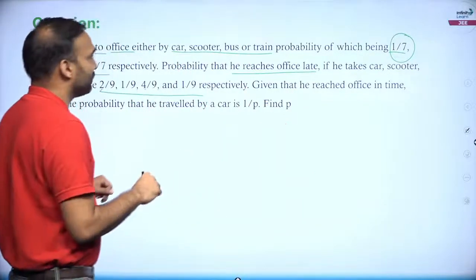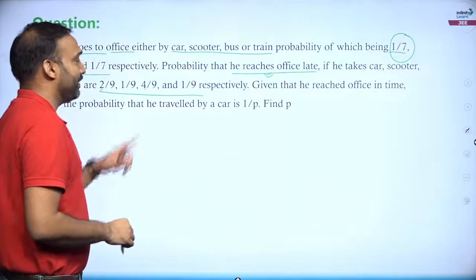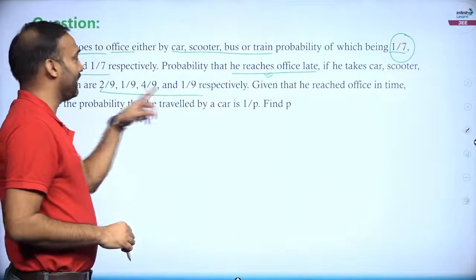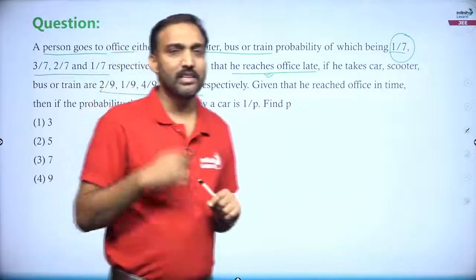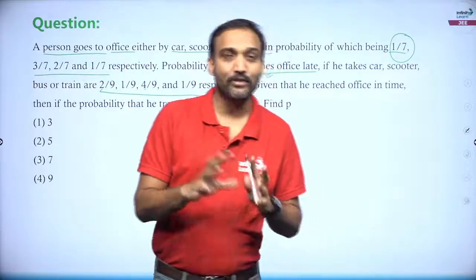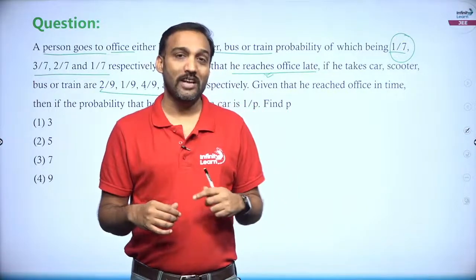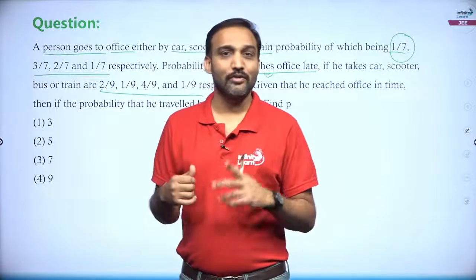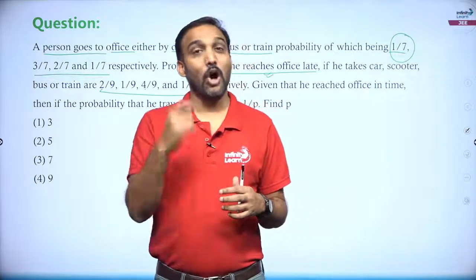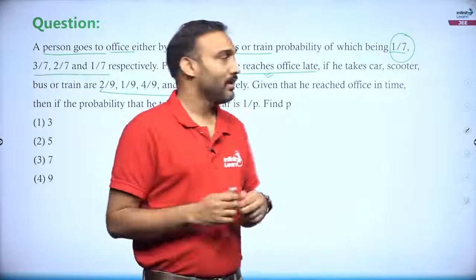Because right now the question says if he reaches late, right? It's a probability that he reaches late by a car. Now reaching late by a car and reaching late by a scooter have no relation. Reaching late by a car and reaching on time by a car have a relation. So if reaching late by a car is 2 by 9, then reaching on time by a car is 7 by 9, and the sum of these two would be 1.